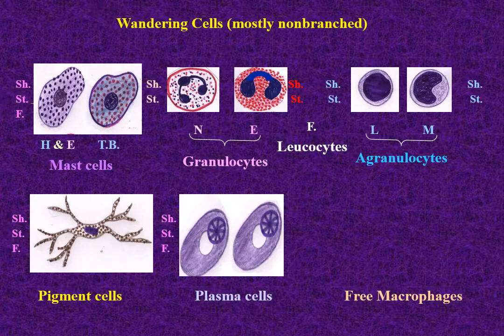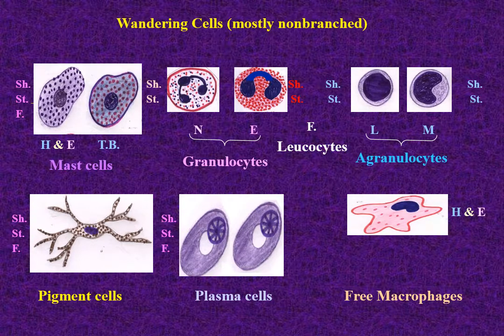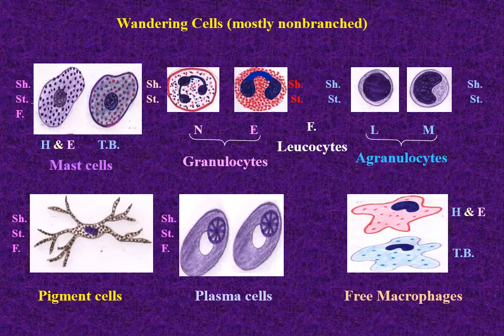Free macrophages are wandering cells derived from blood monocytes which enter the connective tissue. They are branched cells with oval eccentric nuclei. Functions. They are phagocytic cells that participate in the immunological responses.